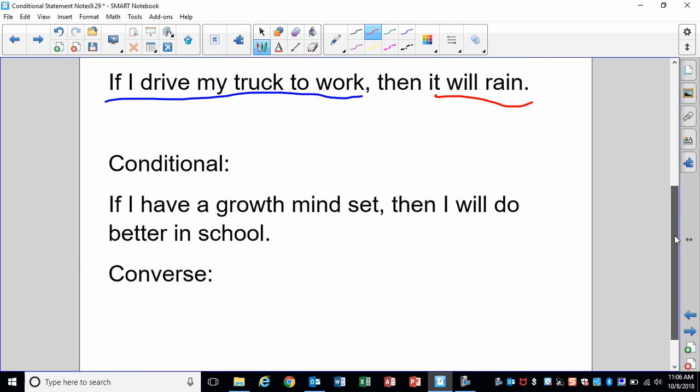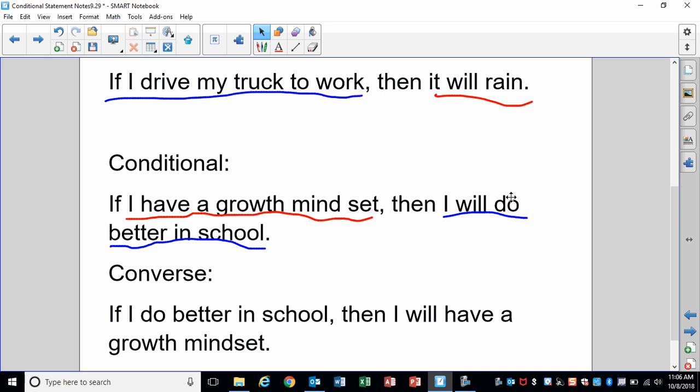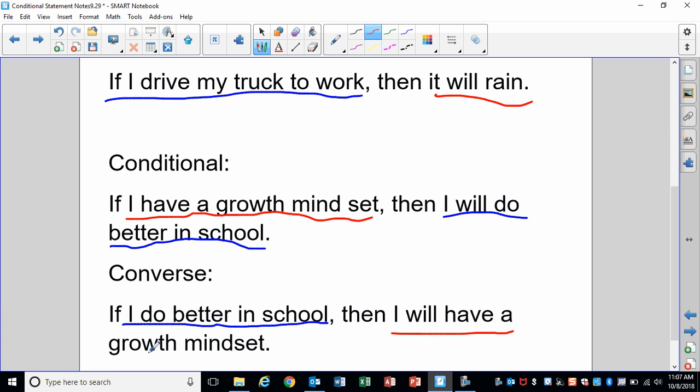So looking at this second one, I have, if I have a growth mindset, then I will do better in school. So we look to flip the red and the blue statements, and we end up with, if I do better in school, so blue, or conclusion, becomes hypothesis. If I do better in school, then I will have a growth mindset.